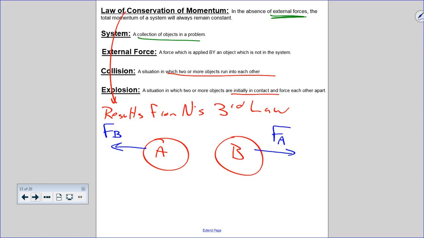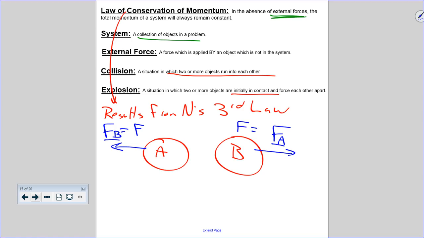If there are no external forces, these are our only forces. These two forces are equal, by Newton's third law, action-reaction force. So let's just call those two forces F. They're equal. The only difference is one of them is to the right, one of them is to the left.